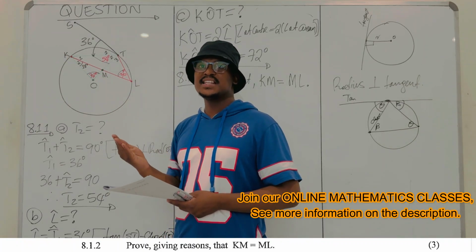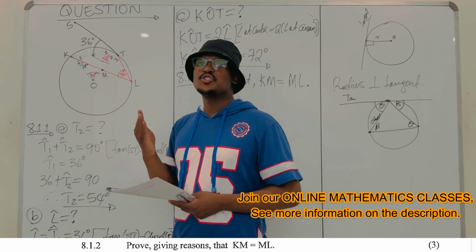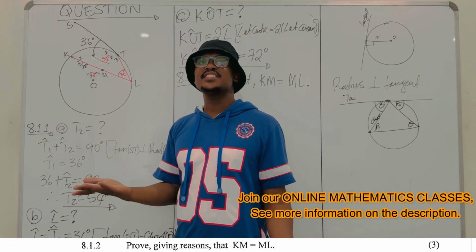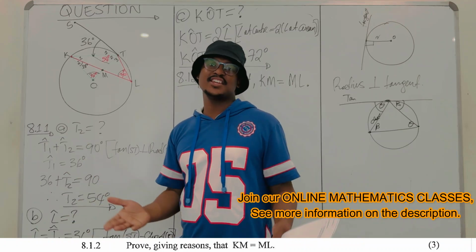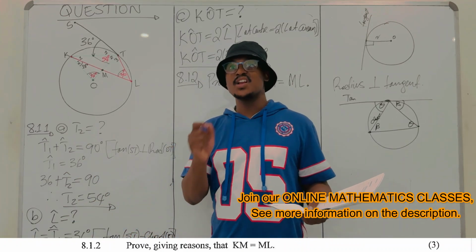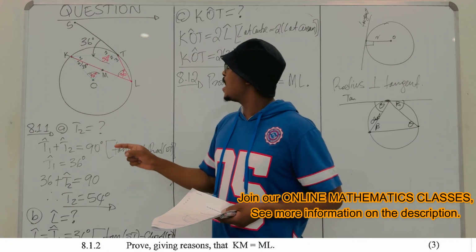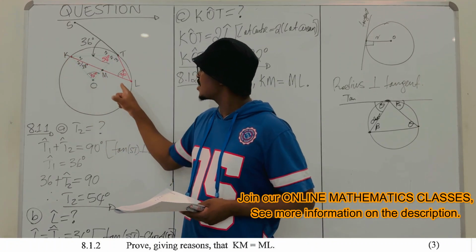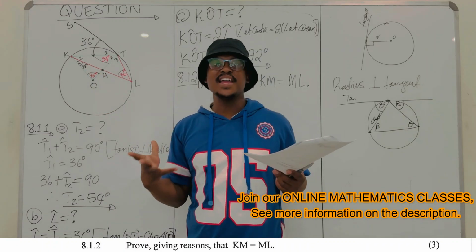A line from the center perpendicular to a chord bisects the chord. That's one of the theorems that I did. I think it's the first theorem, theorem 1A. I proved the theorem, so if you can go to my previous videos and watch that series, you will understand that a line from the center perpendicular to a chord bisects the chord, which means this will be equal to that. I explained it in detail.